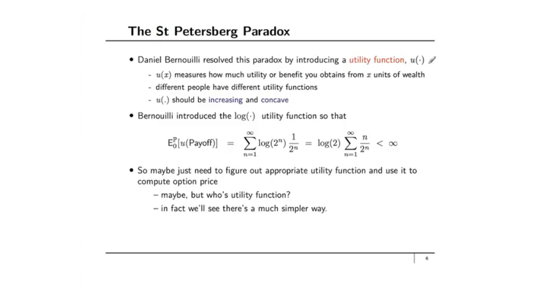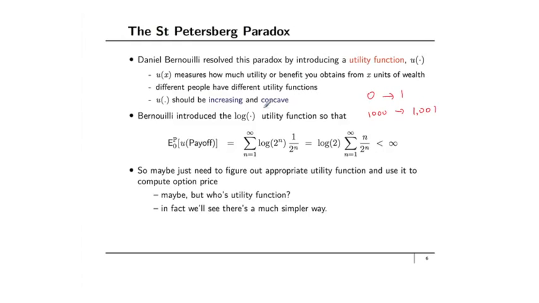Different people, of course, have different utility functions. The utility function should be increasing and concave. It should be increasing to reflect the fact that people prefer more money to less money. And concavity is there to model the fact that getting an extra dollar when your wealth is, say, $1,000 gives you less additional benefit than getting $1 when your wealth is $0. In other words, going from $0 to $1 has more benefit than going from $1,000 to $1,001. And this idea is captured by using a concave utility function.